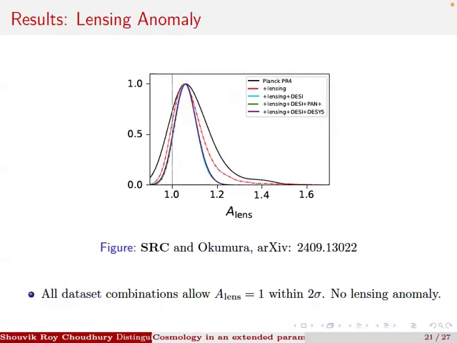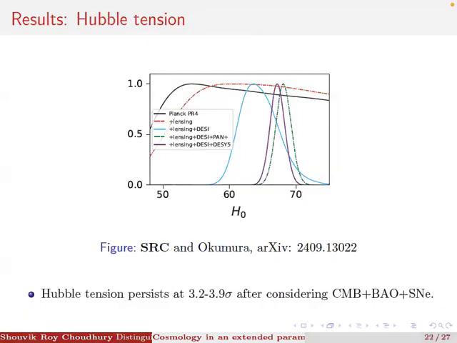In terms of the lensing anomaly, we see that with the Planck PR4 full likelihood, A lens equal to 1 is allowed within 2 sigma, but not within 1 sigma. So there is a slight shift, but it's still allowed within 2 sigma. So there is no lensing anomaly with Planck PR4 full likelihoods in the extended cosmology. They had seen it for lambda CDM, but we checked it for extended cosmology as well.